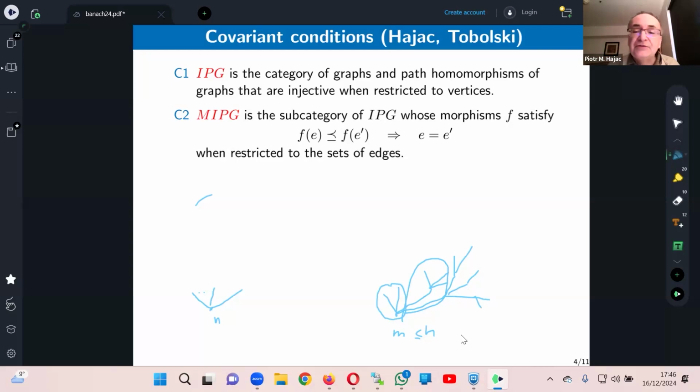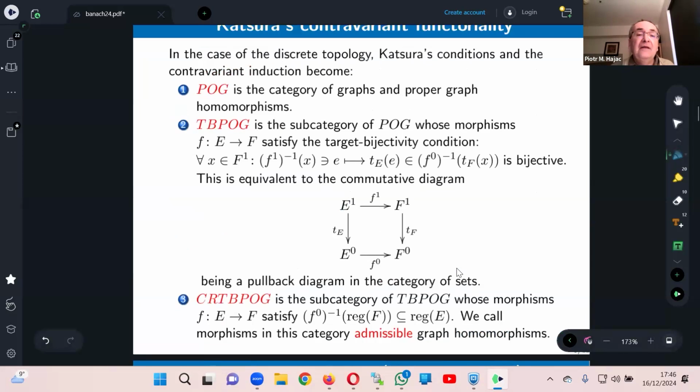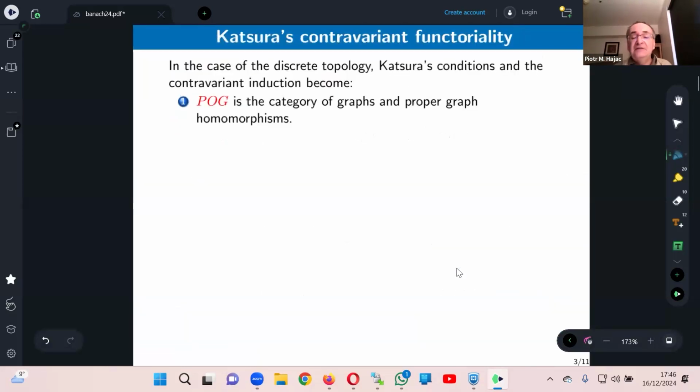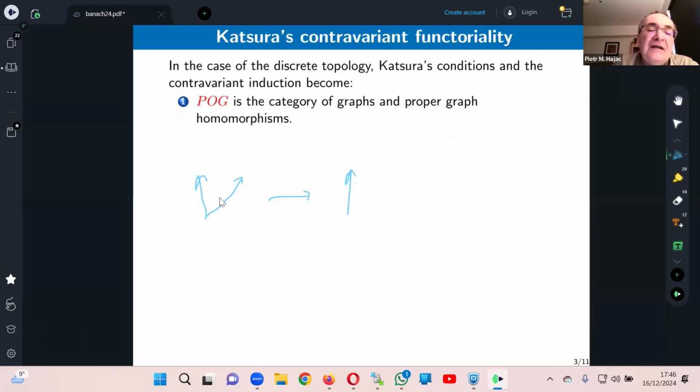And I realized that I should also tell you about this target bijectivity condition and what it tells you to do. Basically, what it tells you to do is that when you identify the edges, you should identify as many edges as you identify endpoints. So, for instance, if you have two edges like this, then you can map them to one edge like that, because you identified two edges and you identified two endpoints of these edges.